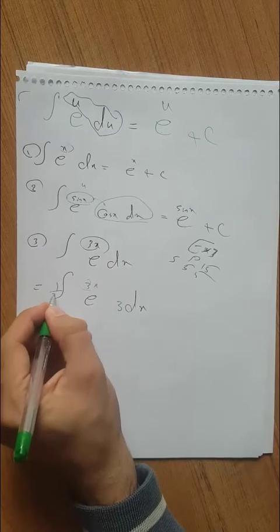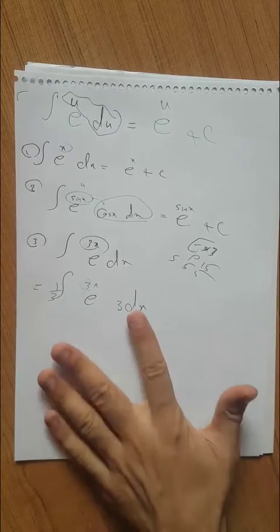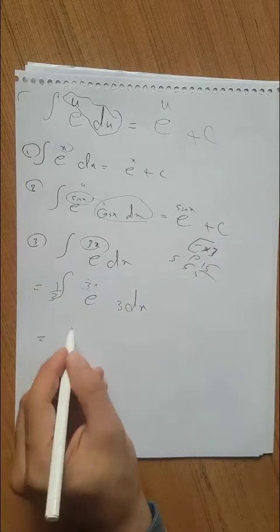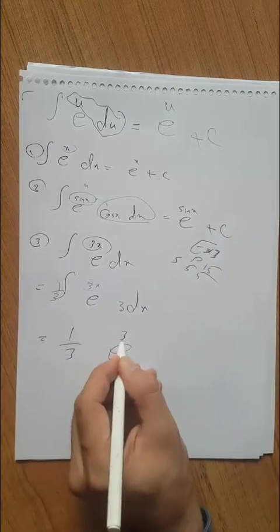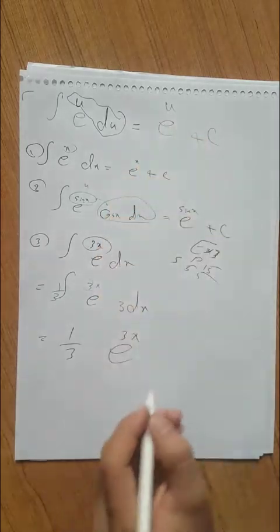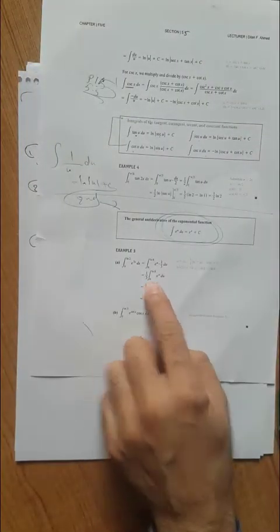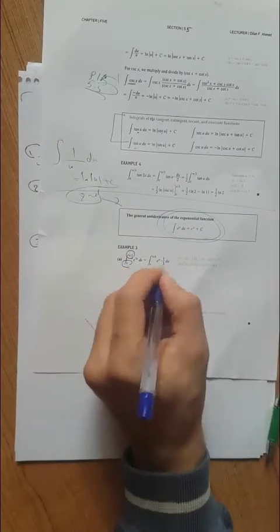So I'm going to put 3, and for a number it's okay, but for the variable you cannot solve it. So 1 over 3 e to power itself is equal to itself plus c. That's all that you need to know about the integral. And in case you have a boundary, do not change it please.